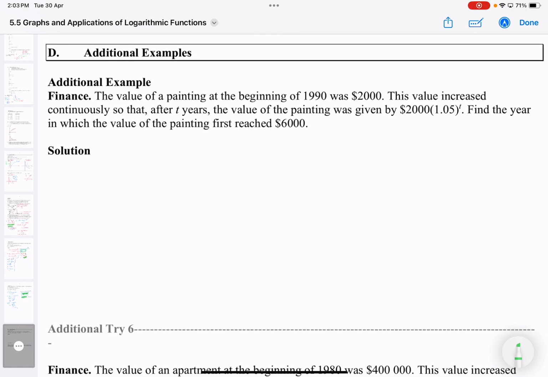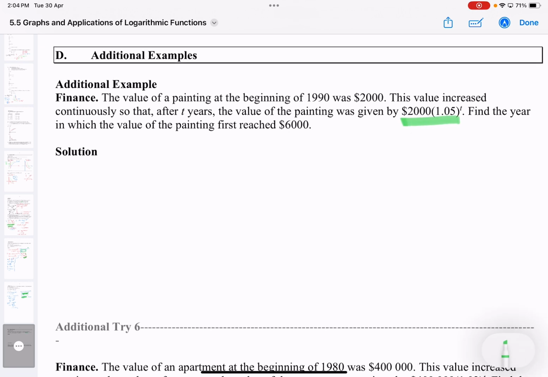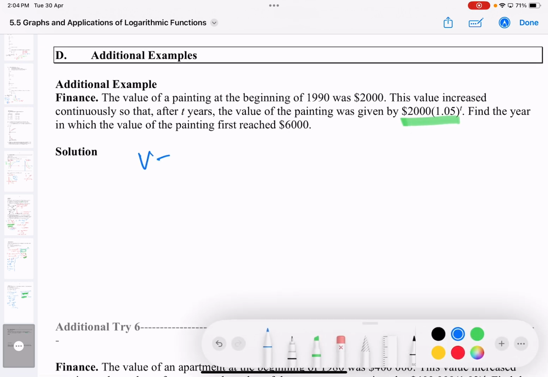The value of a painting at the beginning of 1990 was $2,000. This value increased continuously so that after T years, the value of the painting was given by this formula. So we know that the formula is: value equals 2,000 times 1.05 to the power of T. They want you to find the year in which the value of the painting first reached $6,000.